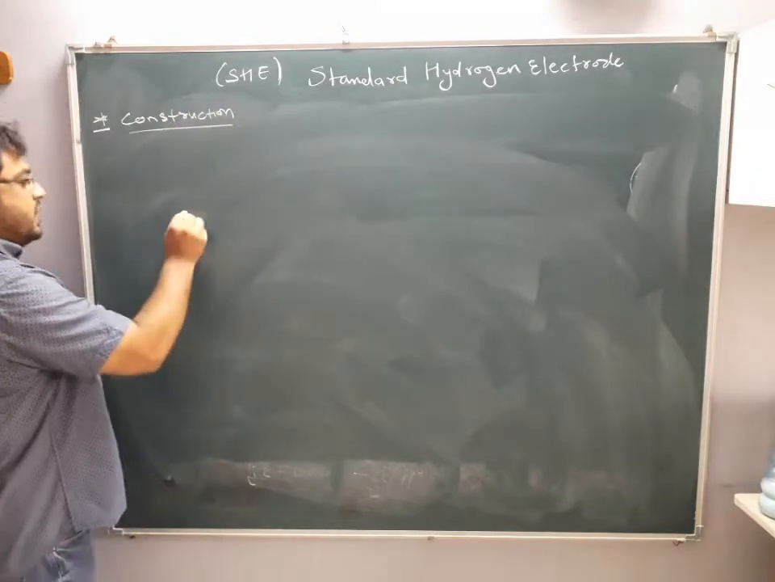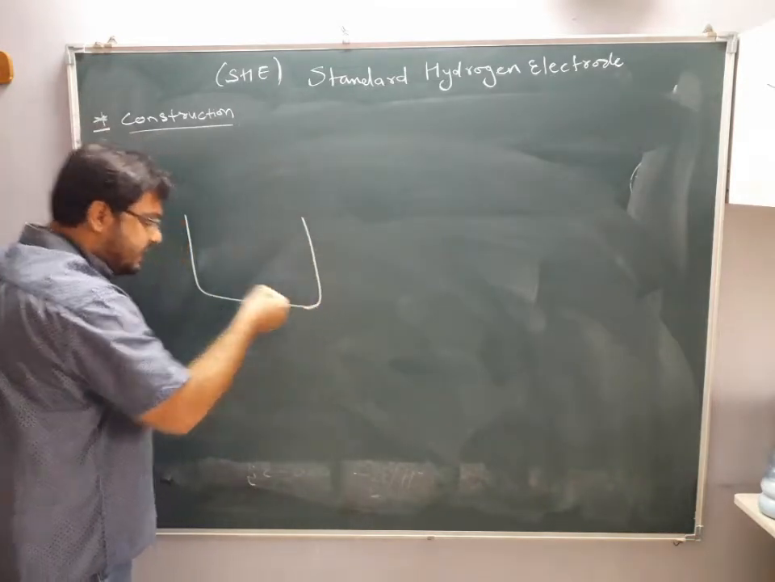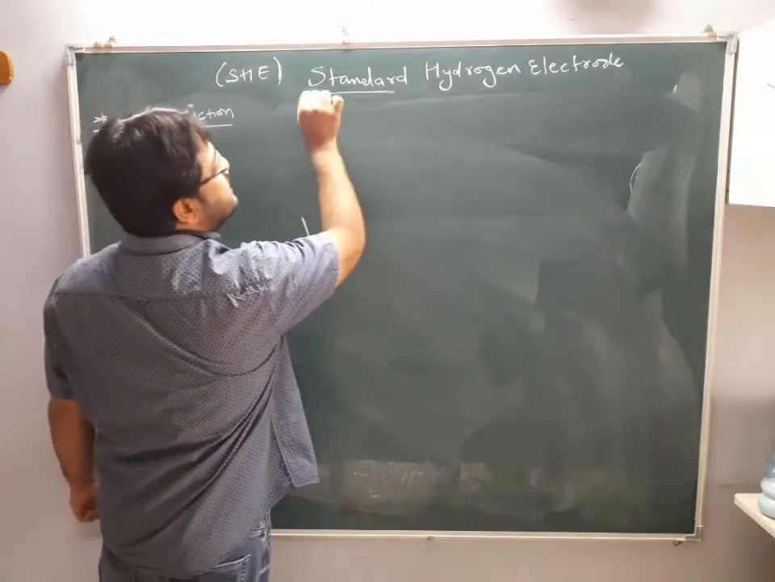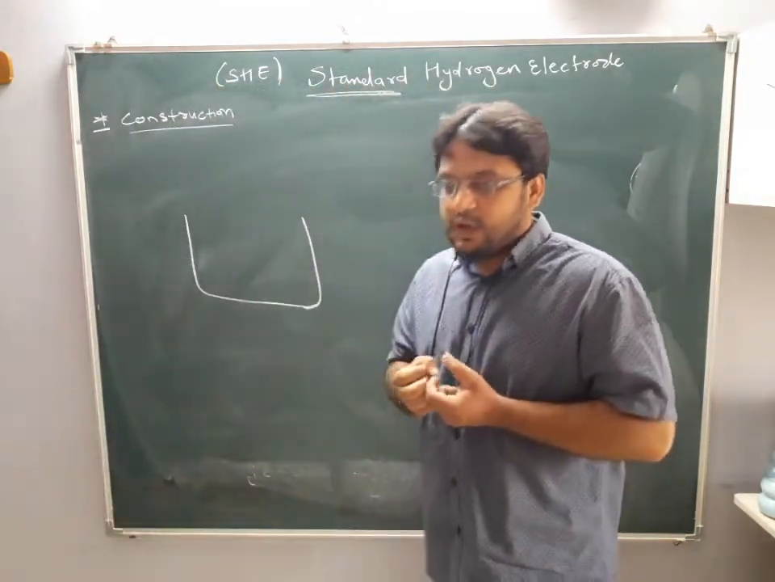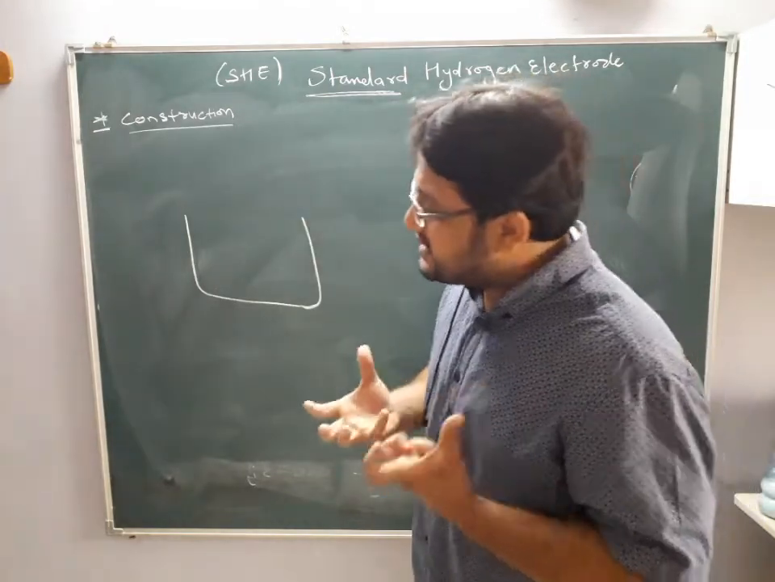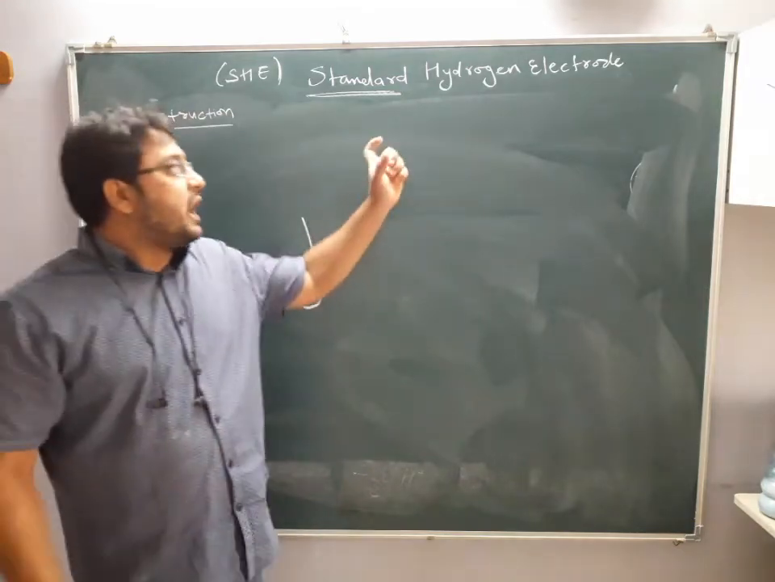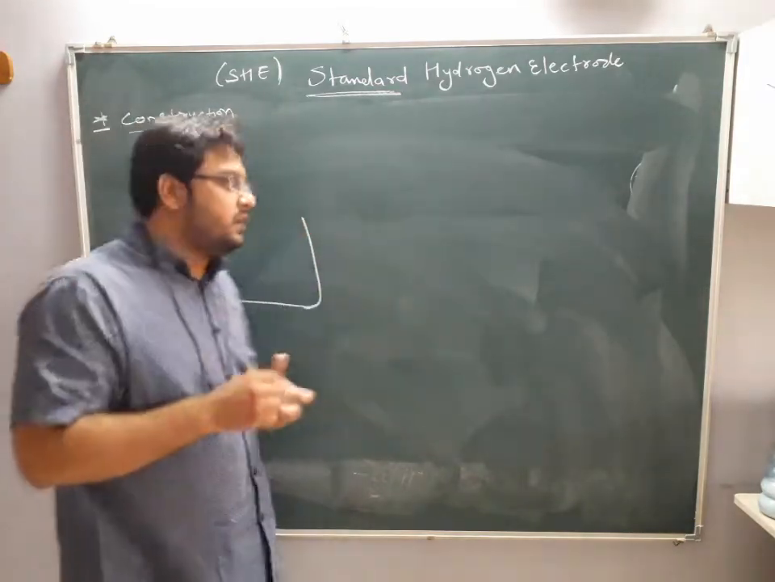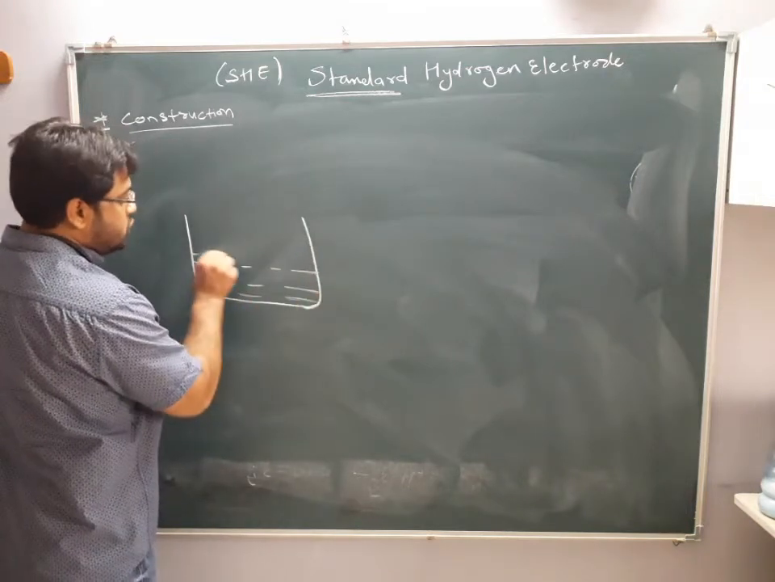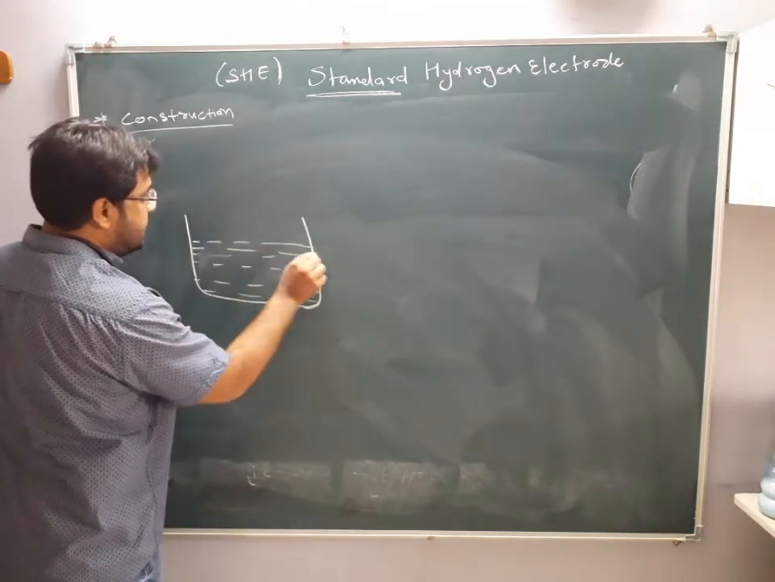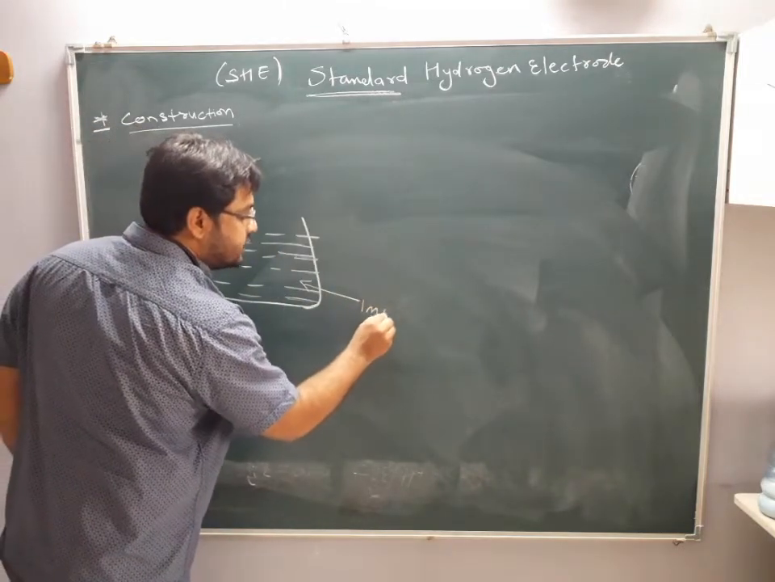We are taking one beaker. In that beaker, see here, the word is standard. Standard means, as I told you, we know the standard conditions: molarity should be 1 molar, if a gas is involved it is 1 bar pressure, and temperature is 298 Kelvin. So everything should be maintained in this cell. So I am taking 1 molar solution of H+. H+ means what? Acid. So I will take here 1 molar H+ solution.